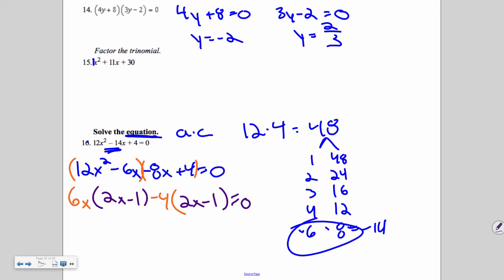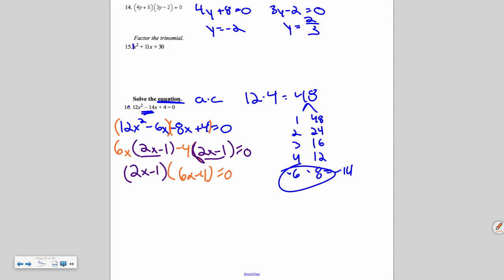I now know that those purple parentheses here are the same, so I combine it into 2x minus 1, and my oranges are the same, 6x minus 4, and now I can solve by saying 2x minus 1 equals 0, so x has to be 1/2, and 6x minus 4 equals 0, so x is going to end up being 2/3 in this case. So that's how you would solve quadratic functions.